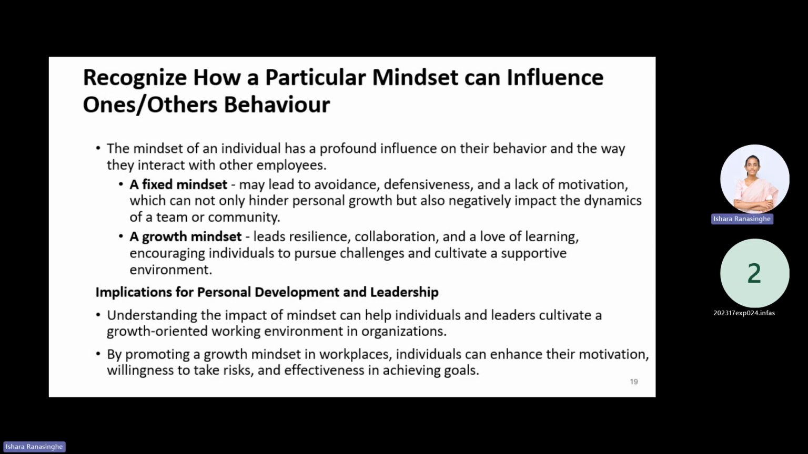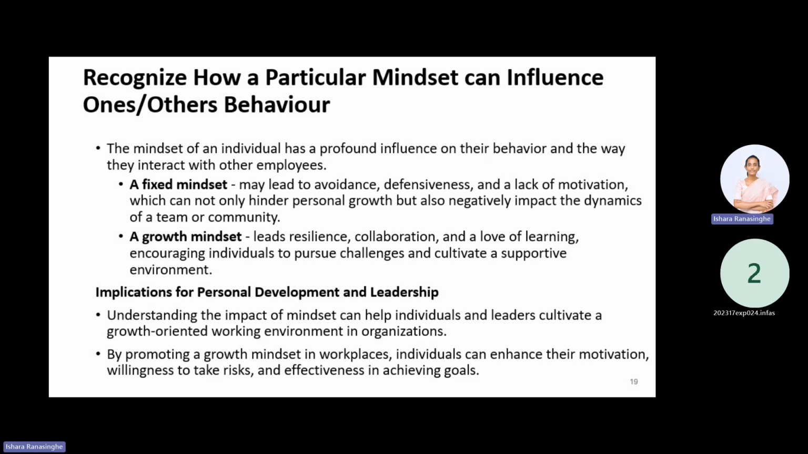So they are not innovative also. We cannot expect creative ideas from people who have a fixed mindset. But if we move on to the growth mindset, you are clearly mentioning resilience. If they want to change, they are changing. Collaborations, love of learning, encouraging individuals to pursue challenges and cultivate a supportive environment. If a person has a growth mindset, they always like to learn. They are getting updated, they are seeking more knowledge. They like to work with others, they expect collaboration, they like teamwork. They try to grow and develop.